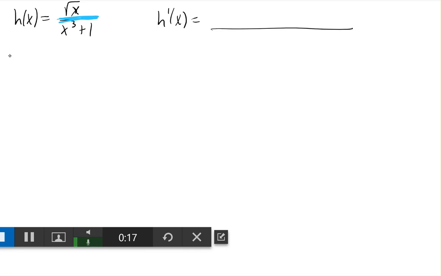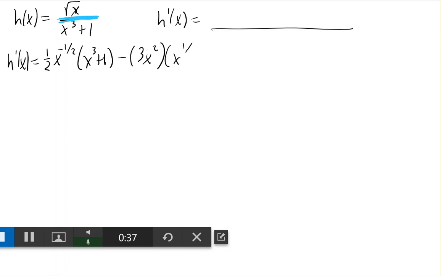So the difference quotient says if you would like to find the derivative of h, take the derivative of the numerator, multiply it by the denominator, subtract the derivative of the denominator times the numerator, and put that all over the denominator squared.